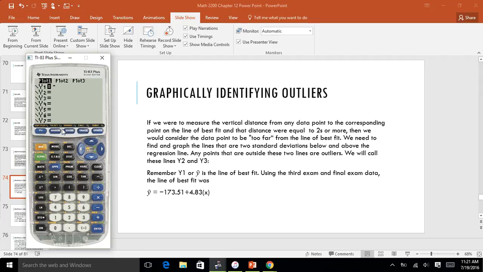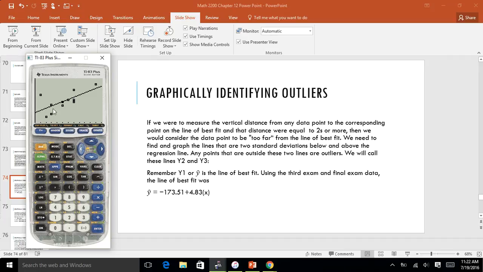So I'm going to enter negative 173.51, oops. For some reason it keeps thinking it's log on my calculator. Okay, negative 173.51 plus 4.83x. Then I hit zoom 9, and look what it did. That is my line of best fit.